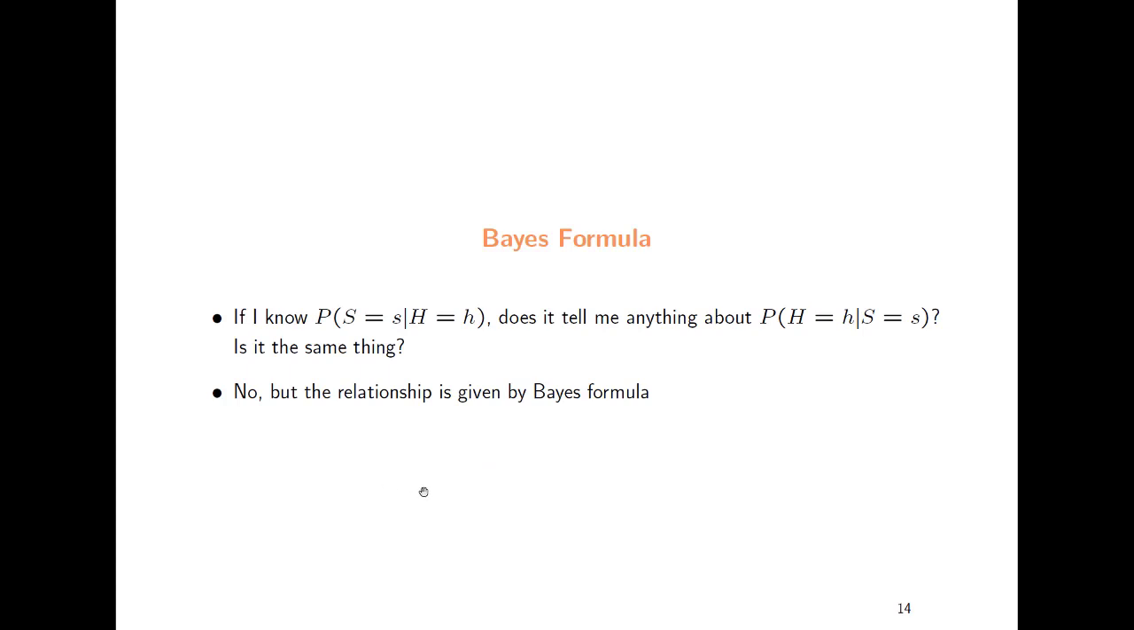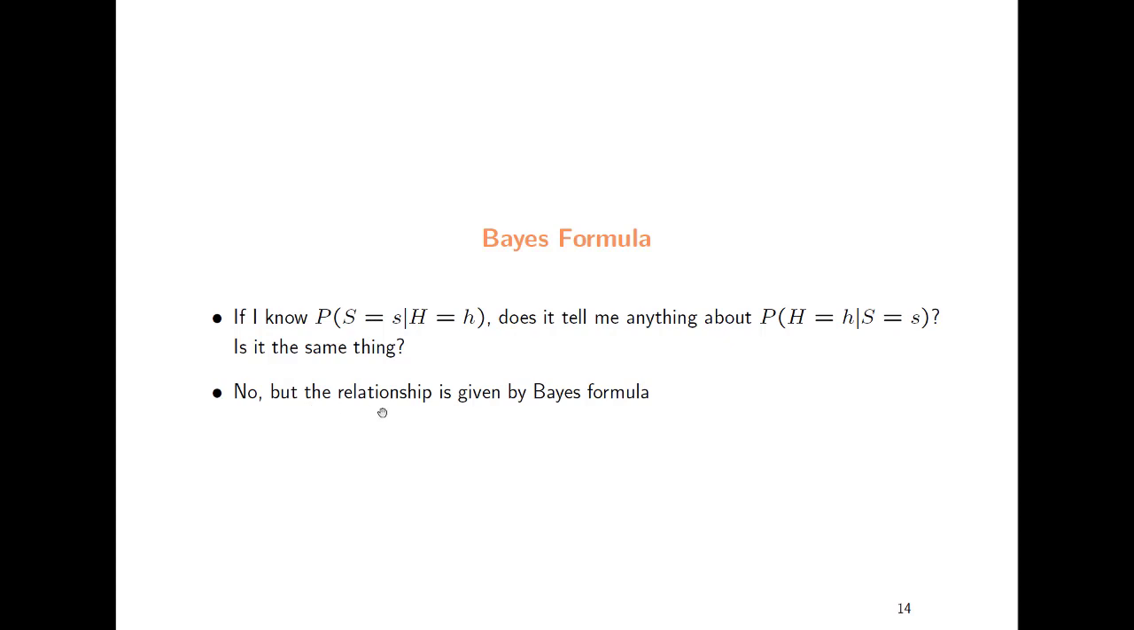So there's one more, maybe the last general important formula. You might wonder, if I have the probability of size given H, is that the same as the probability of H given S? So can I just flip these two numbers and the probabilities are the same? No, that's not possible. It's not true.